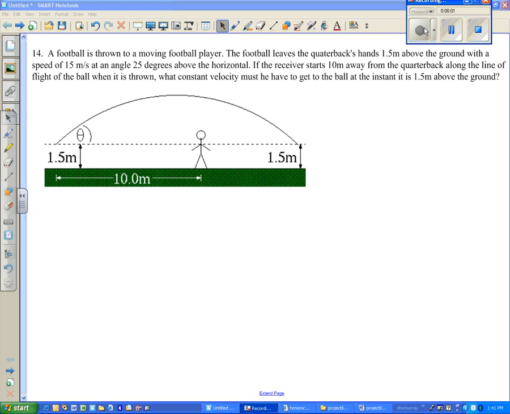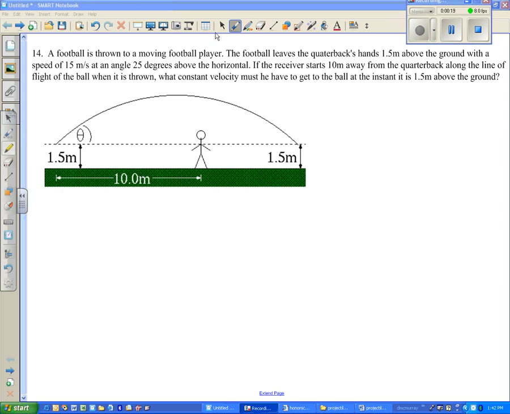Hey there, physics fans. We have a projectile motion problem for you here, and it's number 14 off the homework, and it has this very same picture with it. And this particular problem's, well, it's challenging. It's a little complex. We have some information that I'd like to highlight for you.